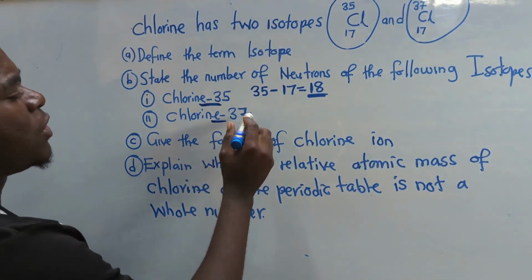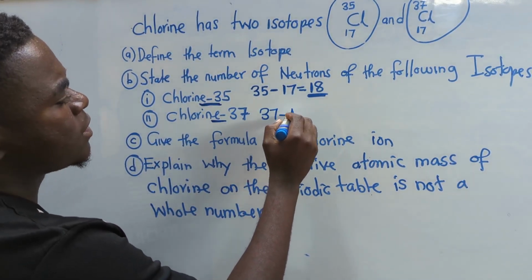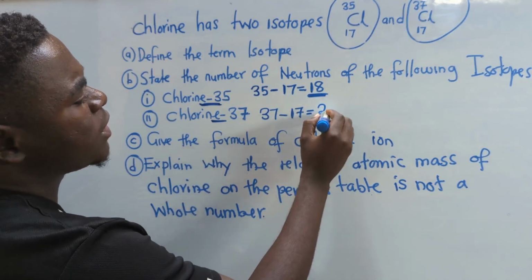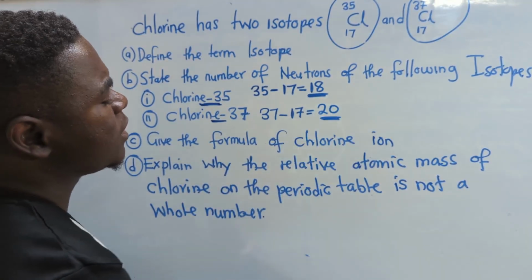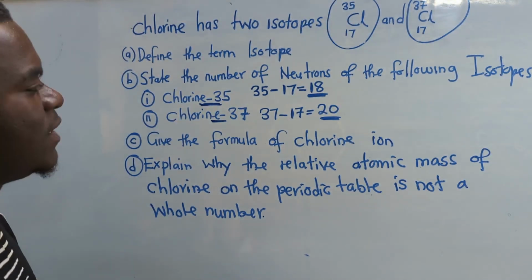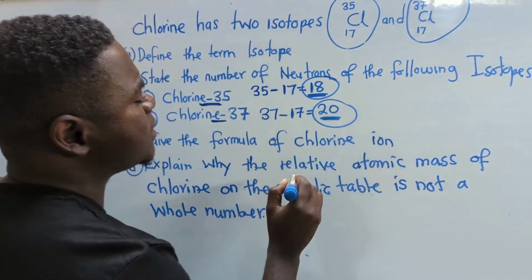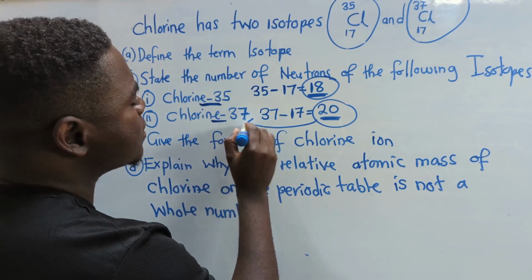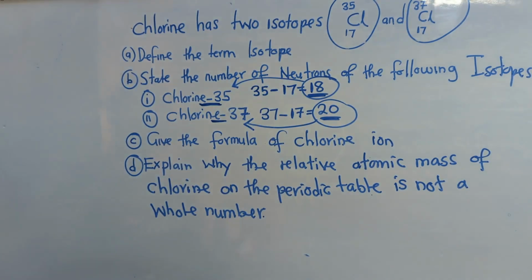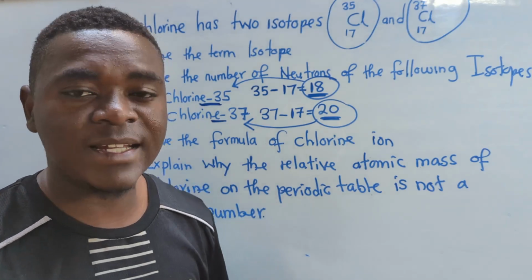For this one, it is 37. So you say 37 minus 17. What answer are you going to get there? You are going to get 20. Have you seen? These are the answers that you need to get and understand. So this is the number of neutrons, and this also is the number of neutrons in that isotope. This is what you are supposed to do.